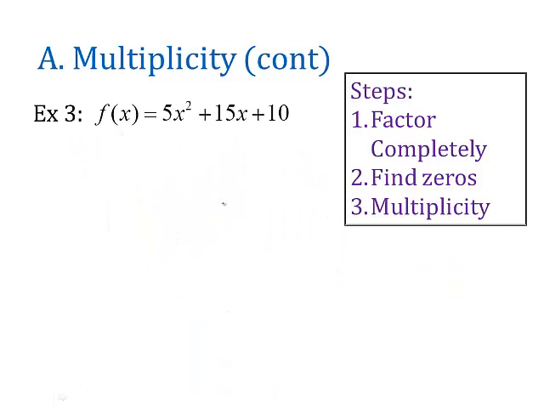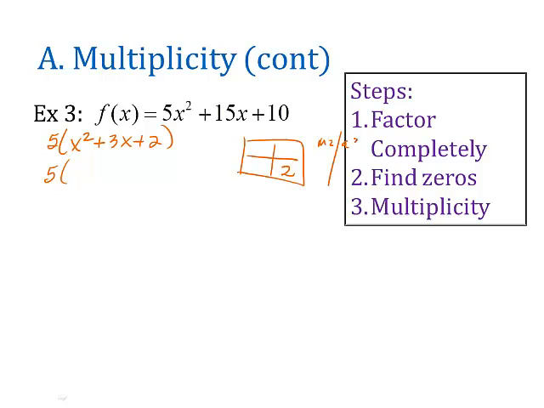Let's try this one. 5x squared plus 15x plus 10. All right, factor it. GCF, factor it, guys. If I take a 5 out of each term, I get x squared plus 3x plus 2. 5 carries on. I'm going to factor this with the box method. Multiply to 2, but they have to add to 3, so that has to be the 2 and 1.